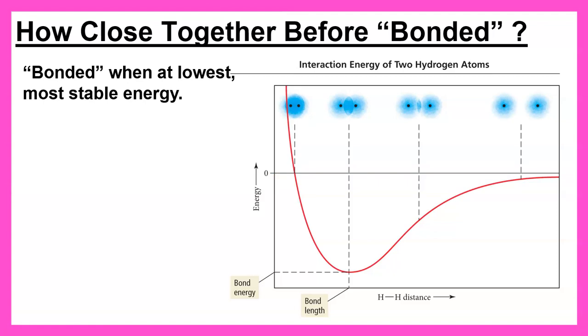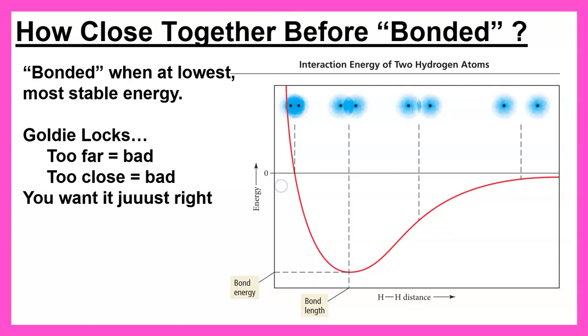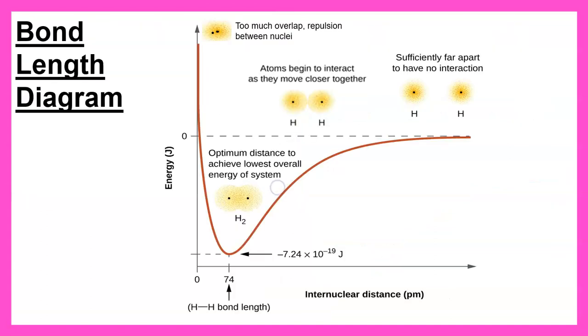And the analogy I like is Goldilocks, right? Too far is bad, too close is bad. You want it just right down at that trough. You'll see a variety of graphs like this. You should be able to read your energy and your bond length off of the axes. You should be able to explain why the energy goes higher if they get too close.